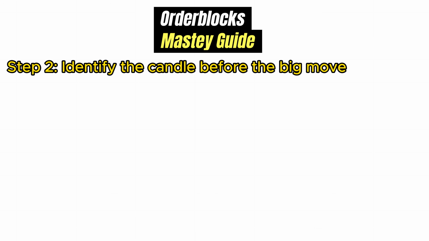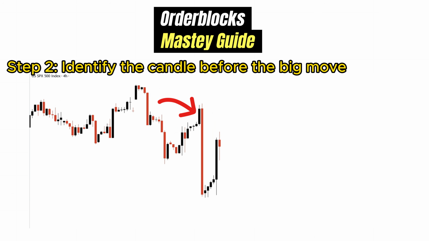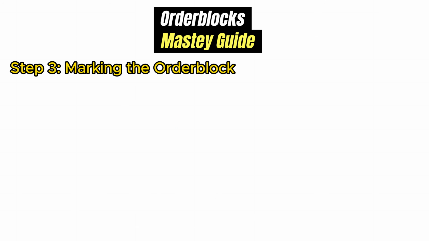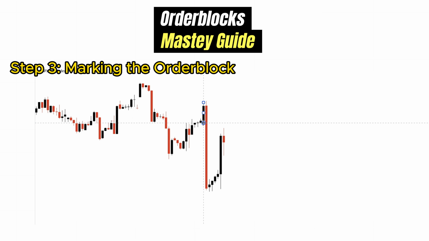The second step is to identify the candle before the inefficiency was created. So we are talking about the last candle before the sharp aggressive move. And the third step is marking the order block, which is the high and low of the last candle before the significant move. So basically just marking the highs and lows of the candle that we identified in step 2. And that is the order block.